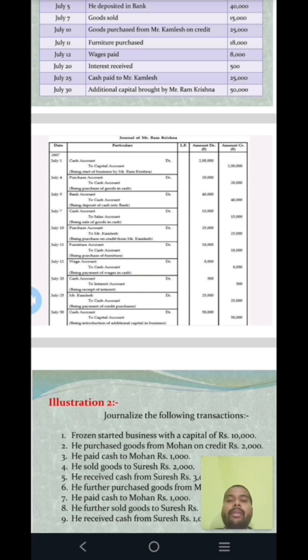Then July 25, cash paid to Mr. Kamlesh. The entry is Mr. Kamlesh account debit to cash account, 25,000 debit and 25,000 credit, and the narration is being payment of credit purchases. Then July 30, additional capital brought by Mr. Ramakrishna, 50,000, being the introduction of additional capital in the business. 50,000 debit and 50,000 credit.